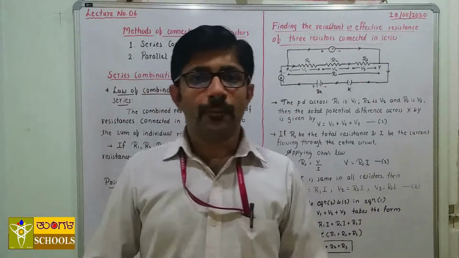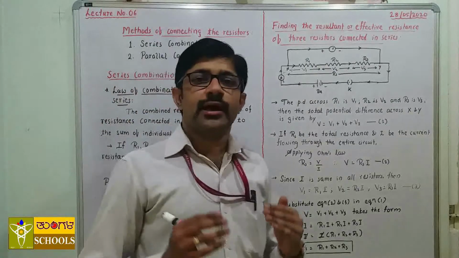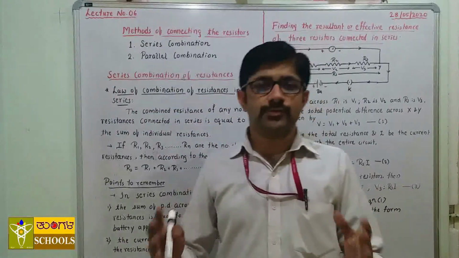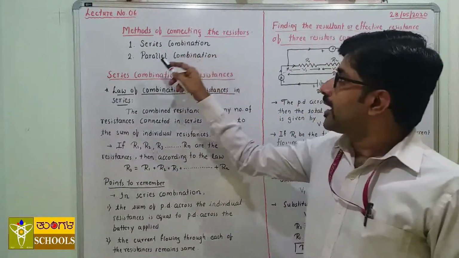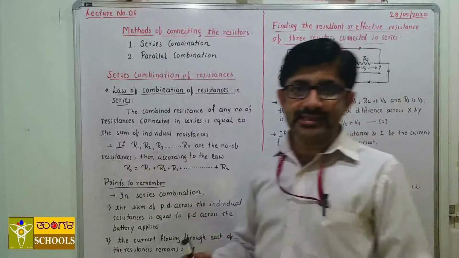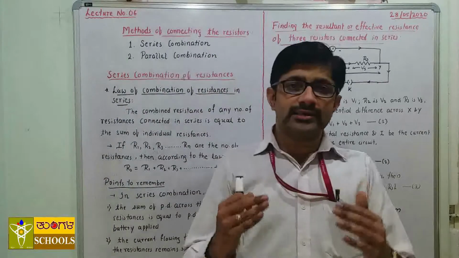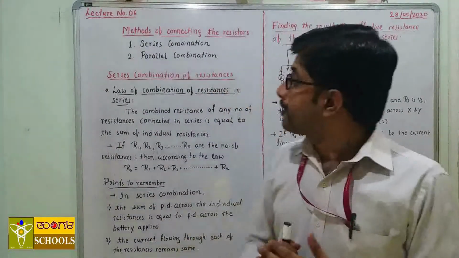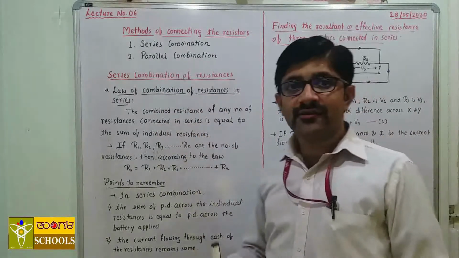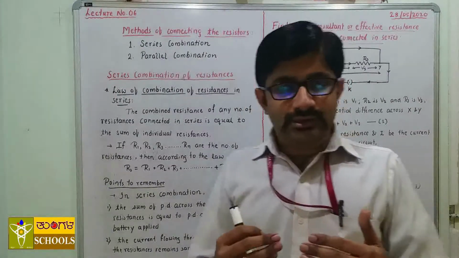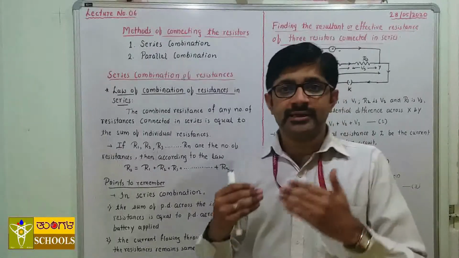Let's move on to methods of connecting the resistors. Resistors can be connected in various ways, but the important ones are series combination and parallel combination. Series and parallel combinations are the basics of the various combinations present. Let's move on to series combination of resistances, finding the effective or combined resistance of 3 resistors connected in series, in the later part.